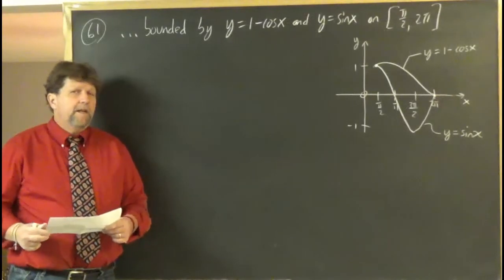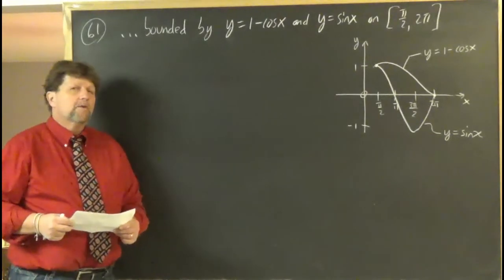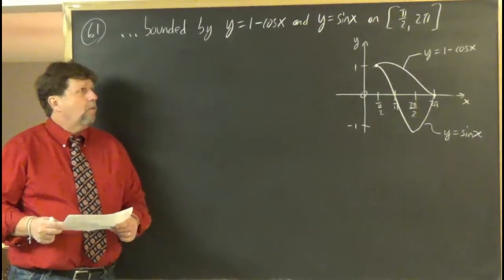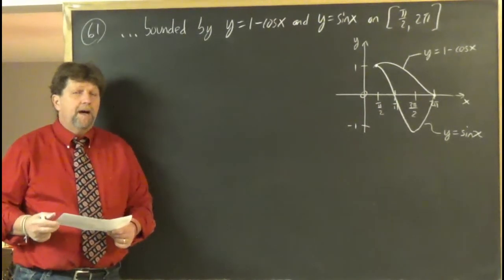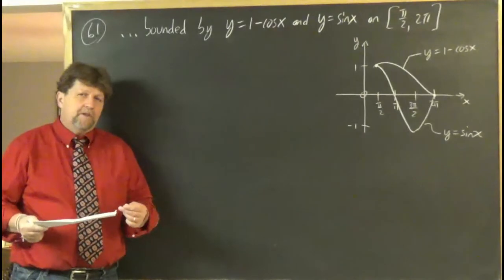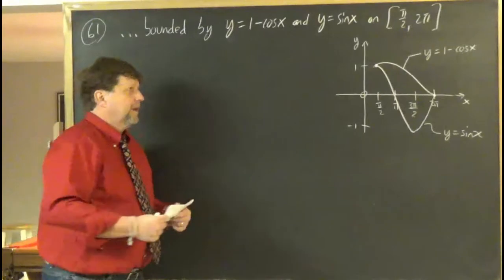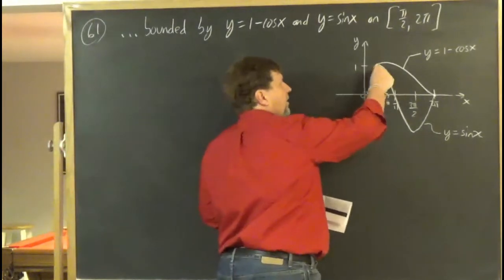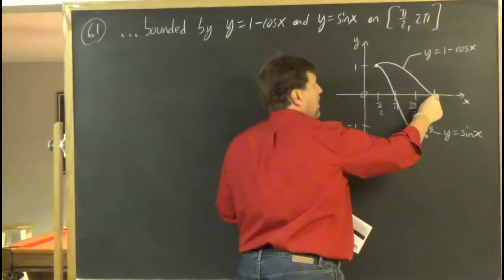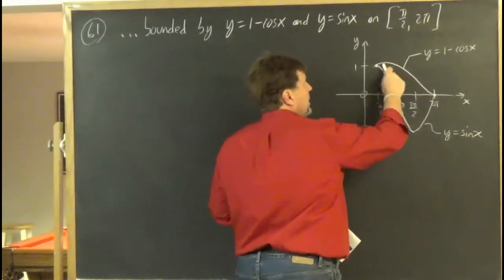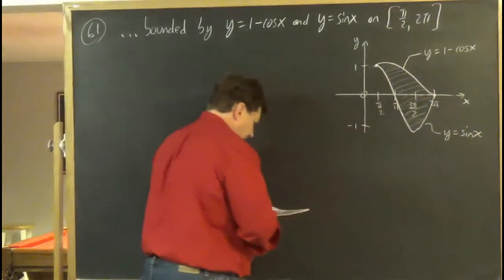All right, number 61, you were asked to determine the area of the region that was bounded by y equals 1 minus cosine x and y equals sine x on the enclosed interval pi over 2 to 2 pi. So yes, the first thing we have to do is to graph each of these functions so we can see the region that we're talking about. So I've already graphed. This is the graph of sine x. And here's the graph of 1 minus cosine x. So this is the region that we're trying to find the area for.